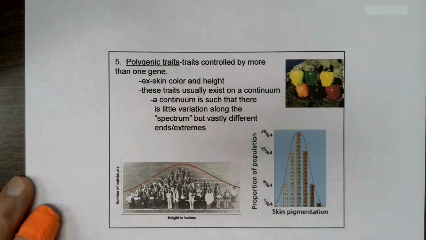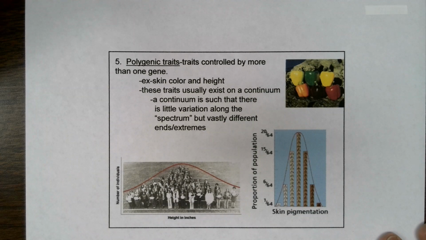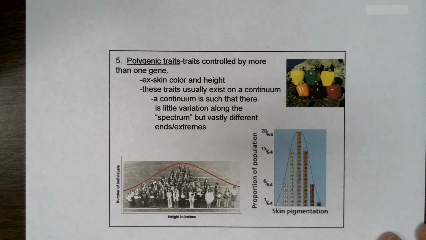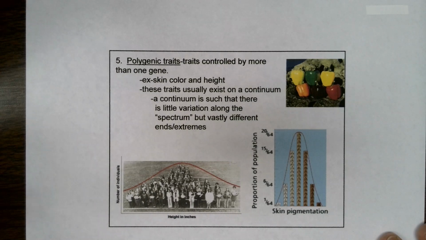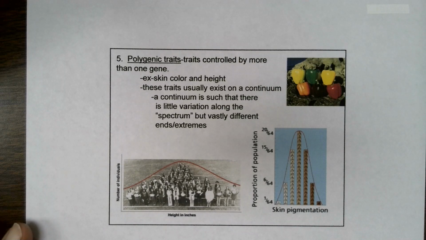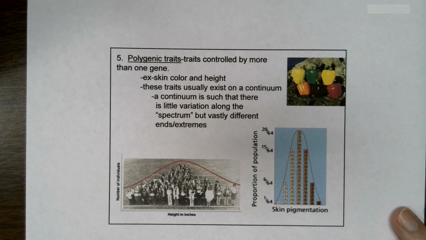Okay, so then our last example of non-Mendelian inheritance patterns is called polygenic traits. Remember, poly means many, so these are traits that are controlled by more than one gene. All the other traits that we've talked about so far, whether they're non-Mendelian or follow his rules, are controlled by a single gene at a single locus. A polygenic trait is controlled by multiple genes and multiple loci, and these exist on what's called a continuum.